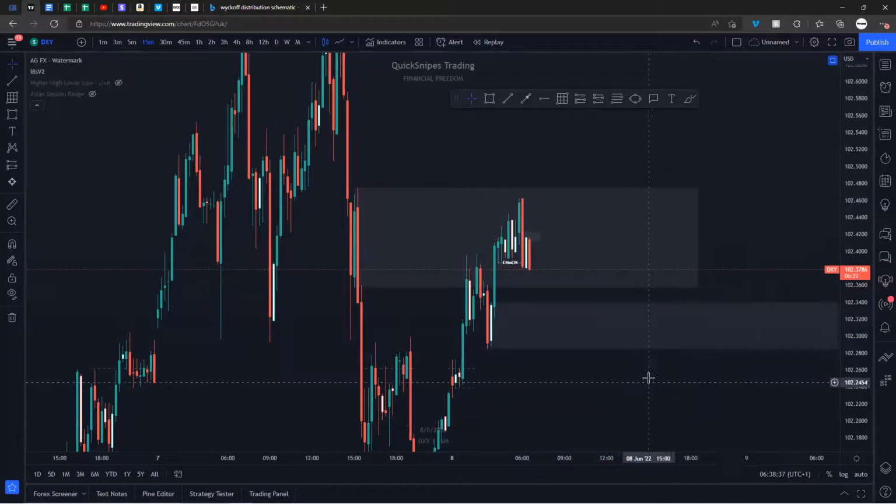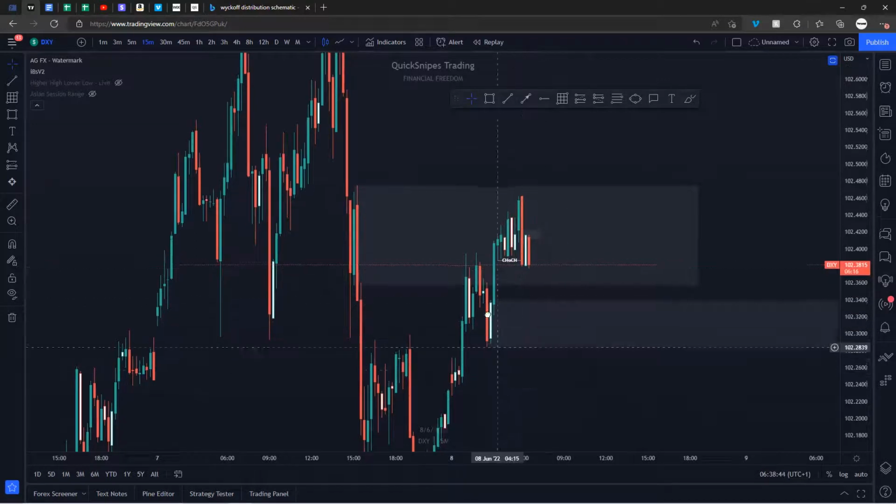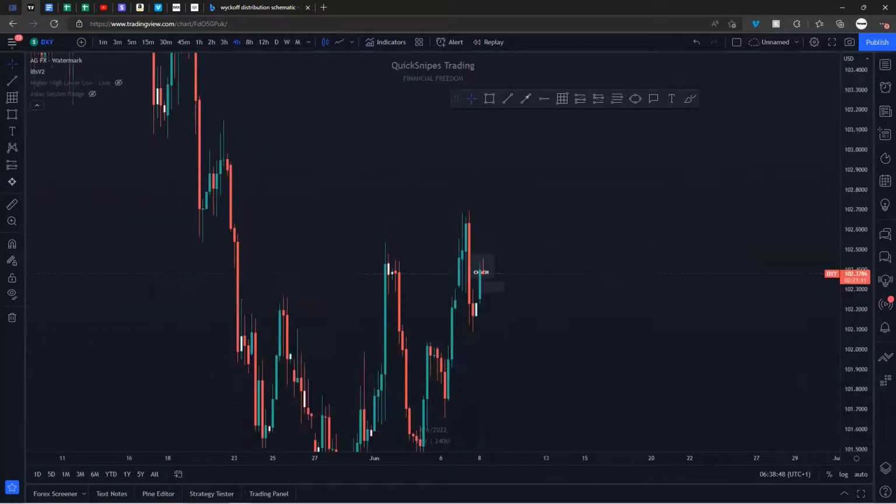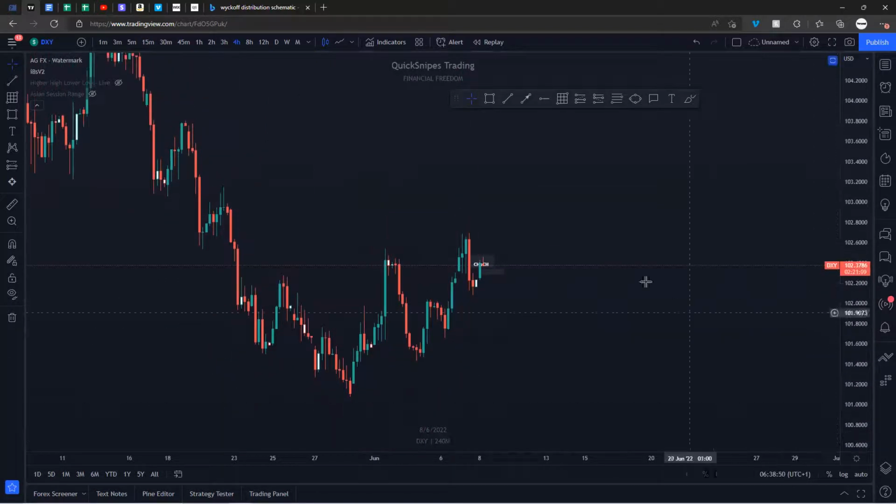So today is all about patience, really. In the shorter term, price is going down, in the longer term, it's going up, as far as I can see, unless we can break this high, which we probably won't, because it looks like there's a ton of liquidity down here, which price will want to grab. So we'll have to see.